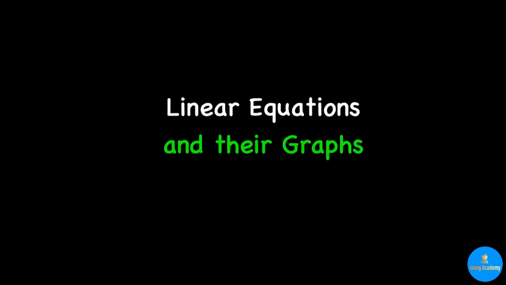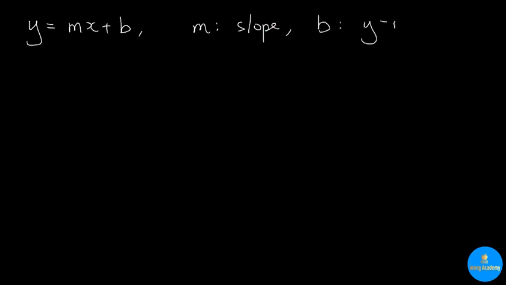In this video, I'm going to talk about linear equations and their graphs. The word linear is the adjective form of the word line. So linear equations are referring to equations of straight lines. When we talk about an equation of a straight line, most people will think about y equal to mx plus b, where m is referring to the slope and b is referring to the y-intercept.